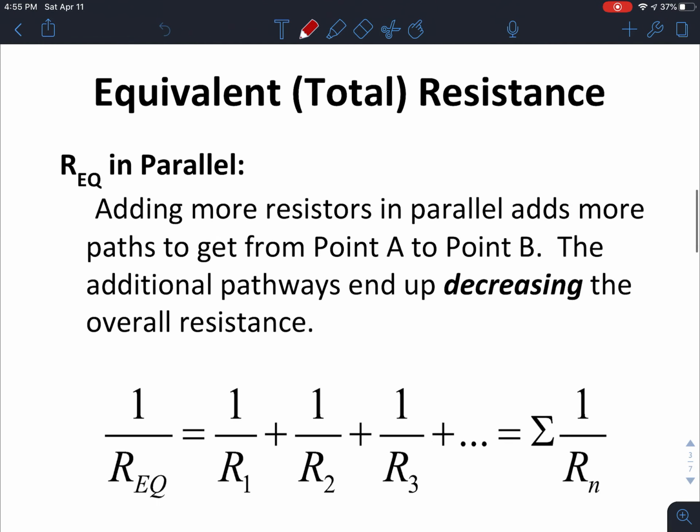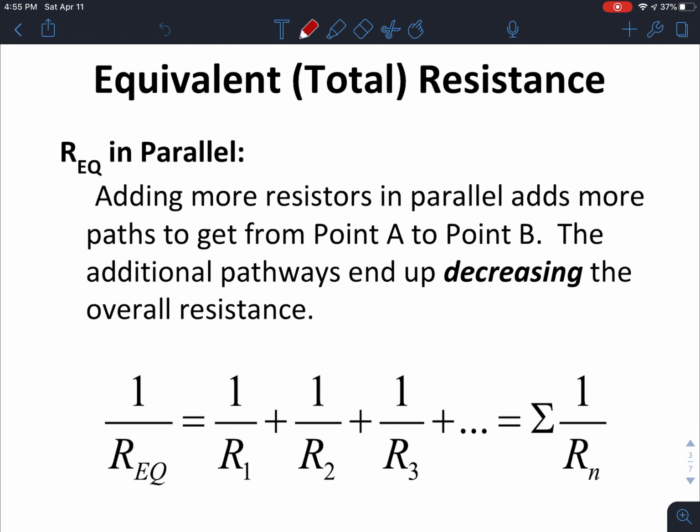Now if we go to parallel rules, it's a little more complicated. So when you have a parallel circuit, if you think of the pathway of the electrons once again, the electrons have multiple pathways. So the more resistors you add, it decreases the overall resistance, okay, which means it's an inverse relationship. So you have a reciprocal mathematical situation going on.